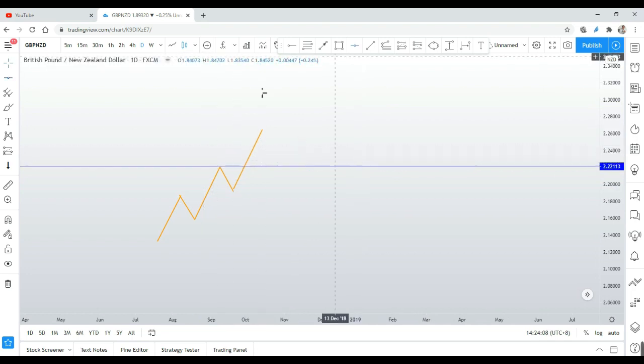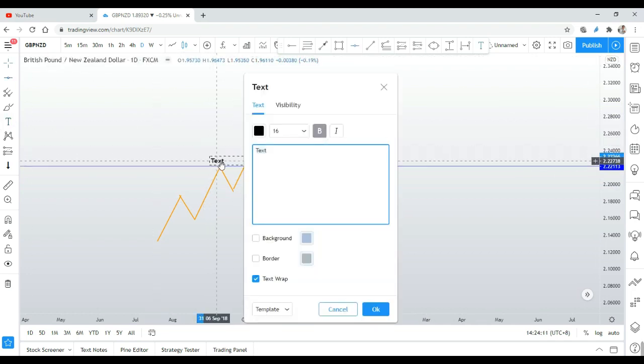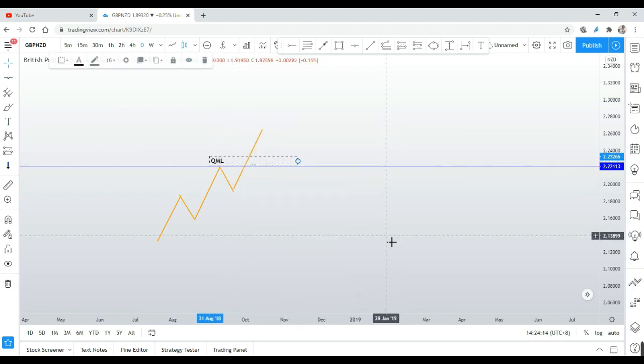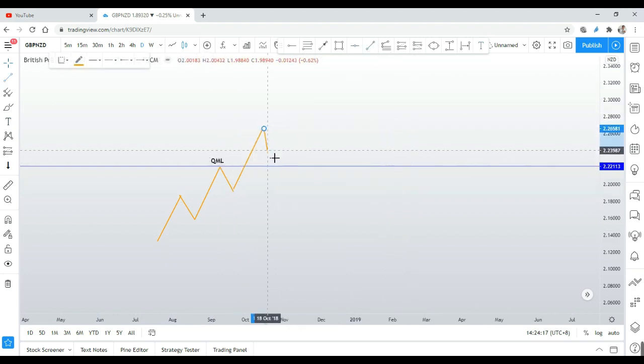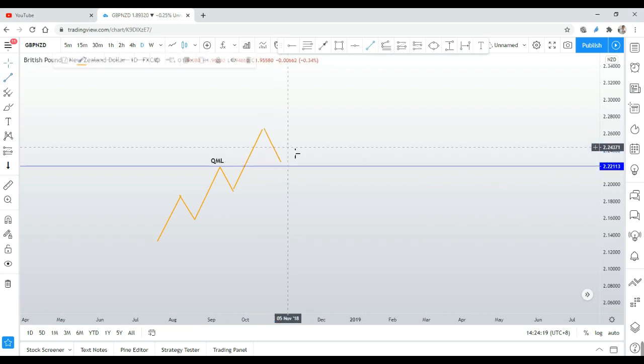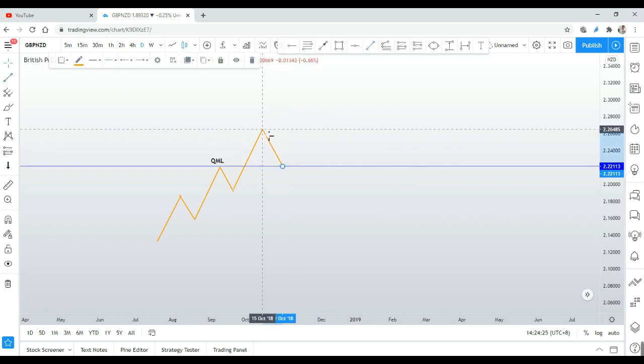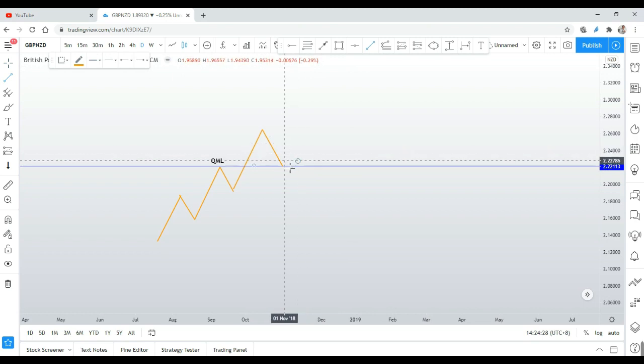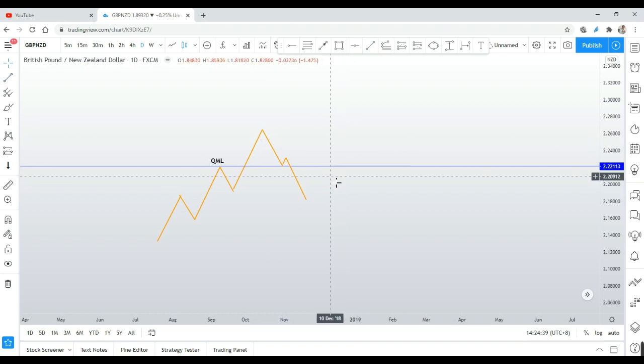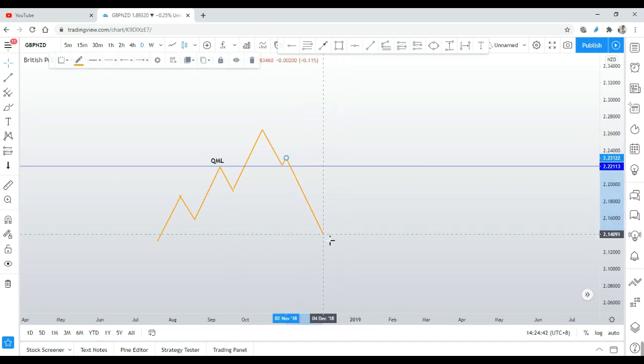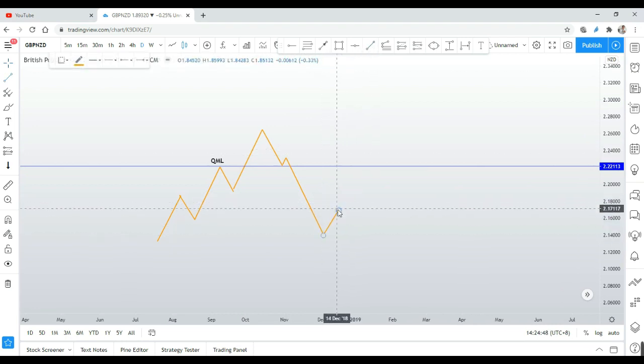So this is the QML. Let me explain it. This is the QML over here. So what happens is that when the price came down to this QML level, of course, that is the best. It makes a supply zone before it breaks, and it's a very obvious one. Of course, that is the most favorite, right? And then what happens is that the price comes back in the form of compression.